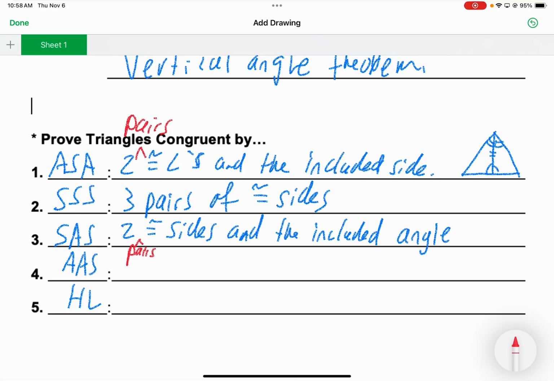All right, for angle, angle, side, we're just going to say 2 pairs of congruent angles and the non-included side. So 2 pairs of congruent angles and the non-included side.